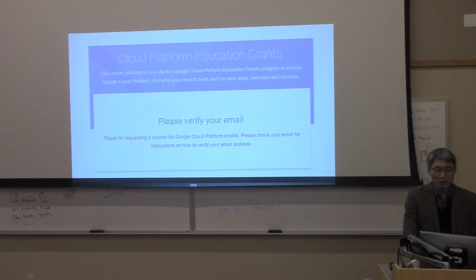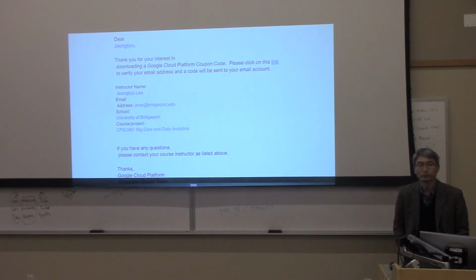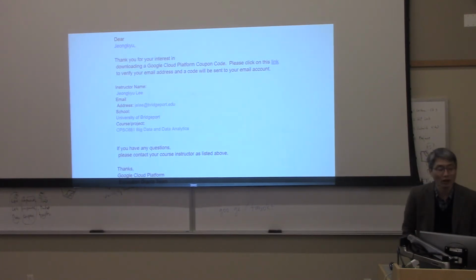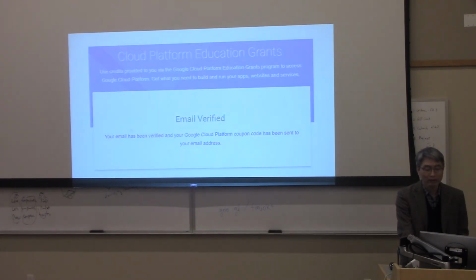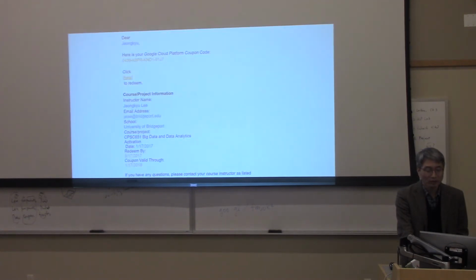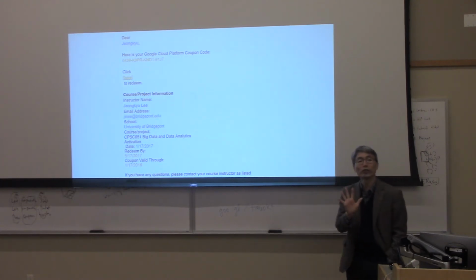Okay, please verify your email. It means if you go to your UB email account, you can find this email. So it's a UB email account. Why don't you go to the UB email account? You will see this one. Then click the link. Then the email is verified. Then you will receive this email. Okay, then stop. Hold it right now.